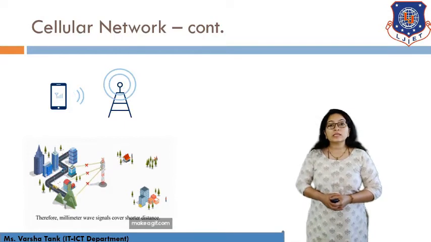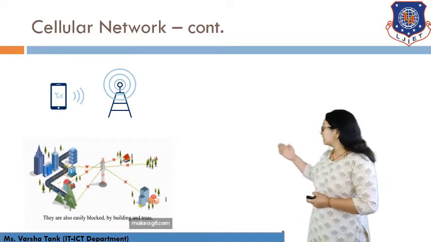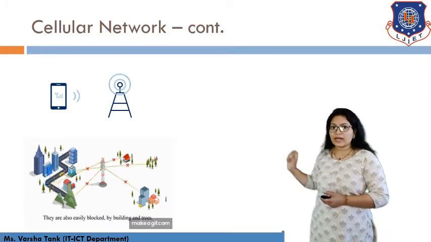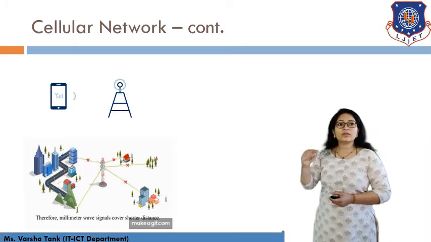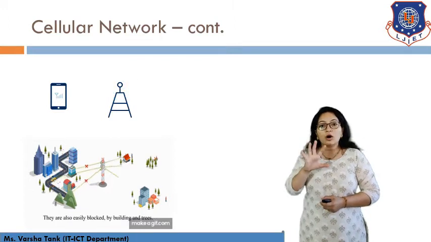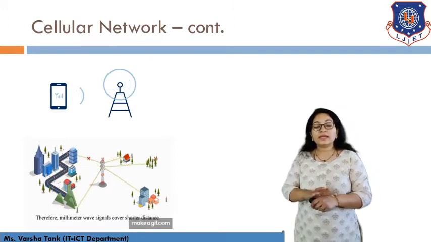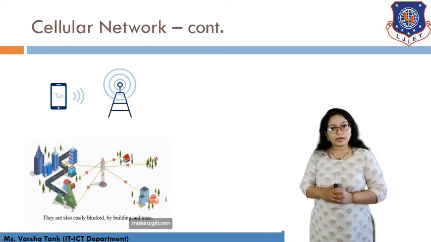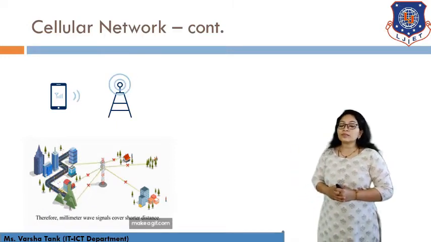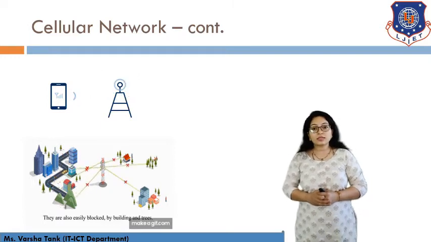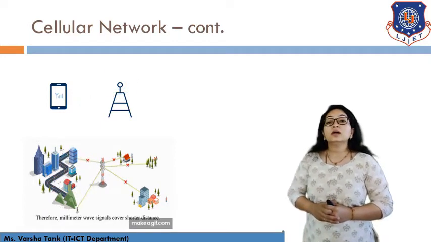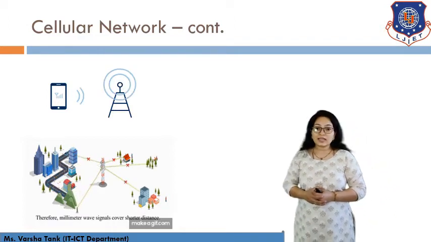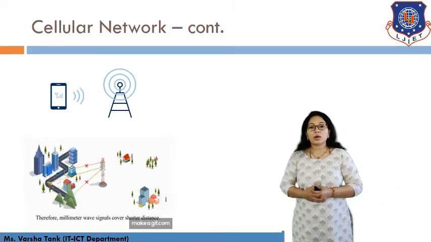Here you can see there is one tower, one antenna, situated in one particular area, and that antenna will take care of all the mobile devices used in that particular area. Like this way, one antenna is responsible for providing the services to the surrounded area, and in each and every area there is one antenna.